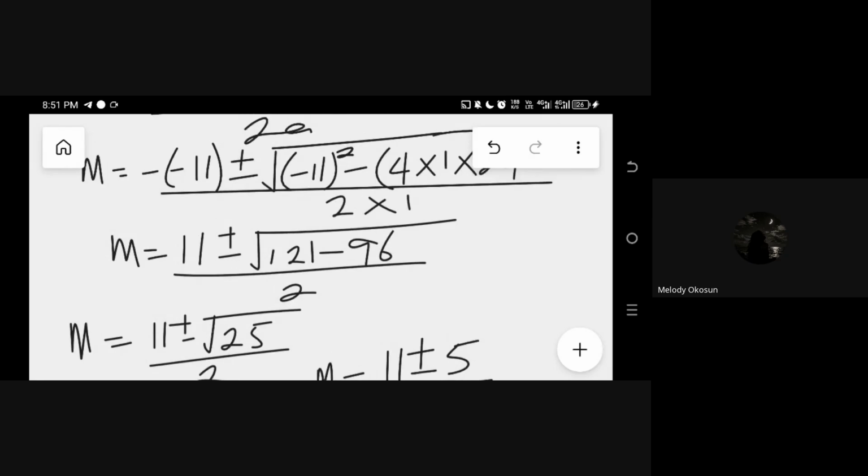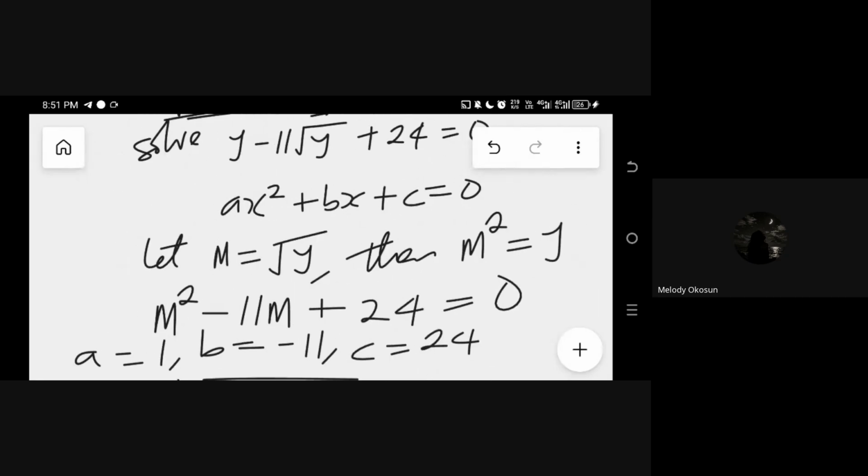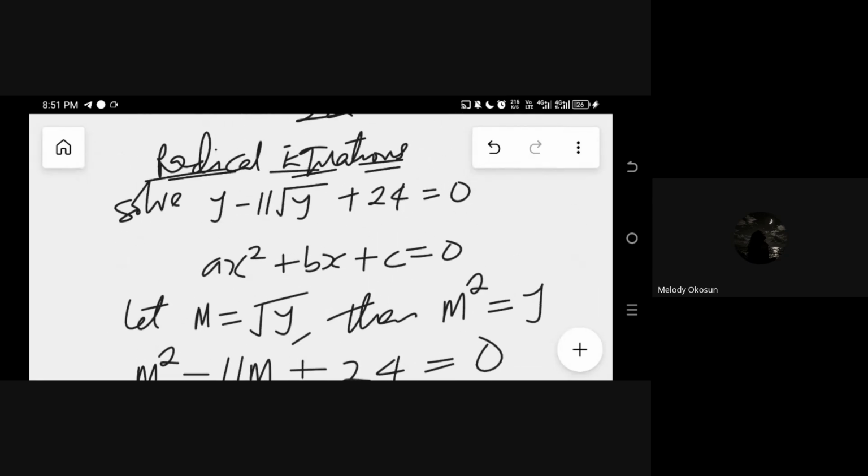But recall that we said these are not the answers, because if you look at the actual question, what you have there is y. You're looking for y, not m. We only substituted m there so that we can have the actual quadratic equation. So those answers we have as m equals whatever are not the answers. Now we go back, because we said that m is equal to the square root of y.